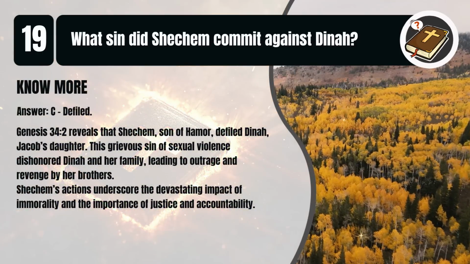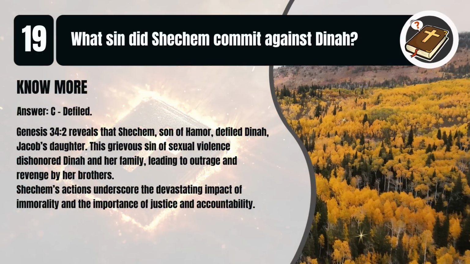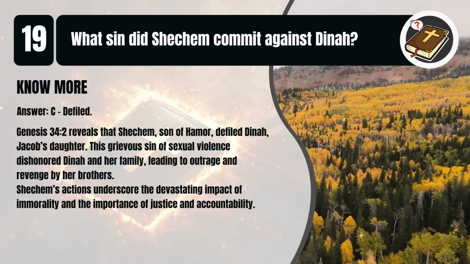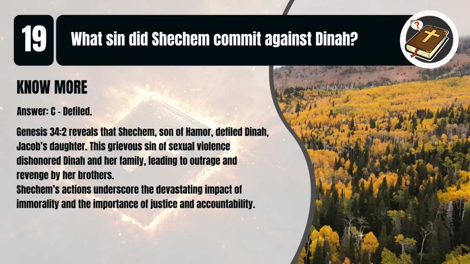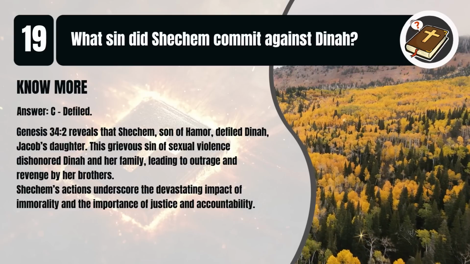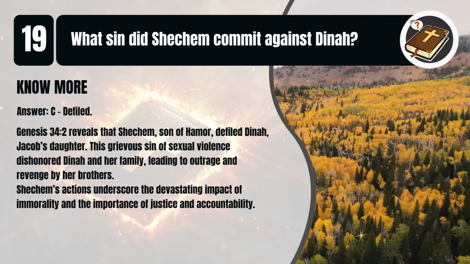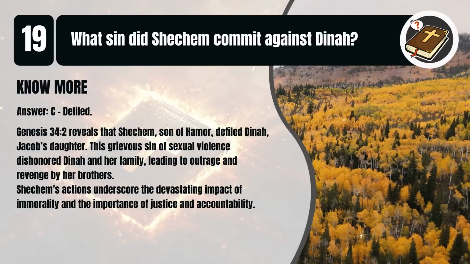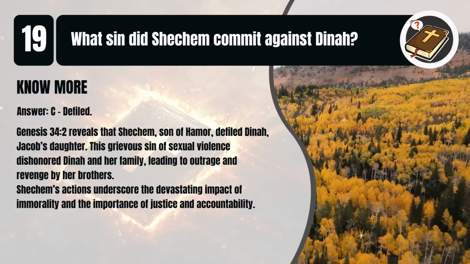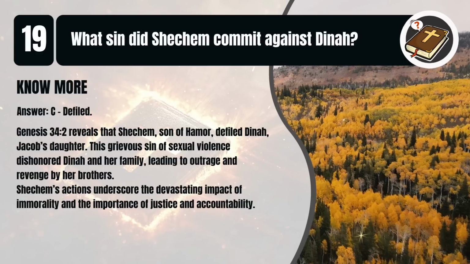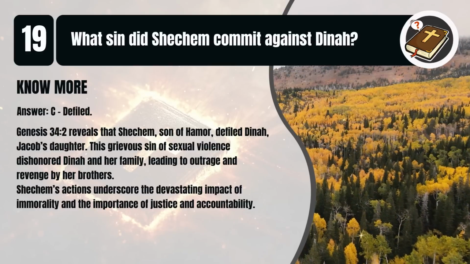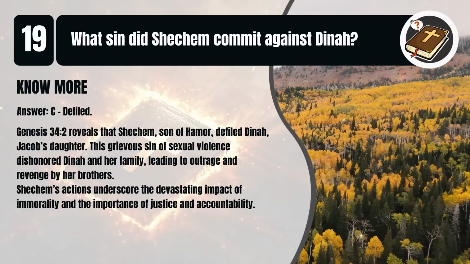That's C. Defiled. Genesis chapter 34 verse 2 reveals that Shechem, son of Hamor, defiled Dinah, Jacob's daughter. This grievous sin of sexual violence dishonored Dinah and her family, leading to outrage and revenge by her brothers. Shechem's actions underscore the devastating impact of immorality and the importance of justice and accountability.